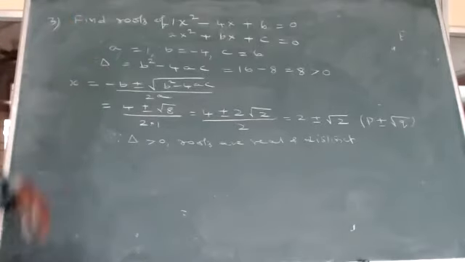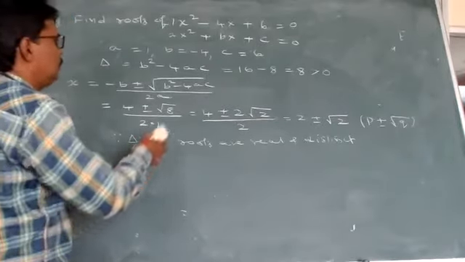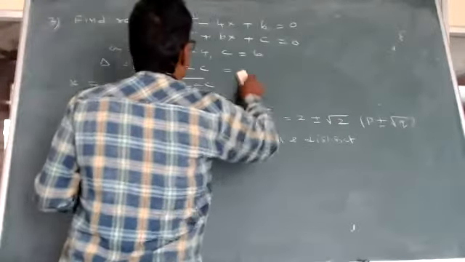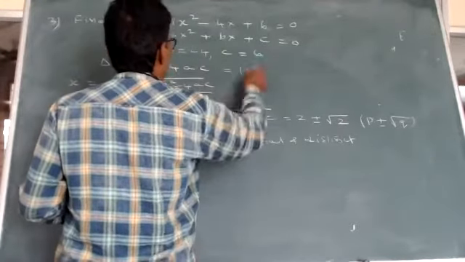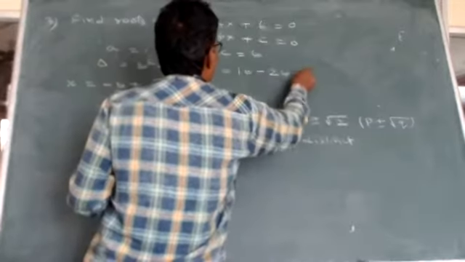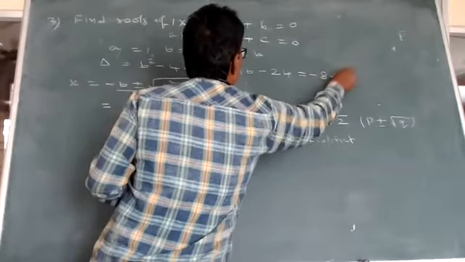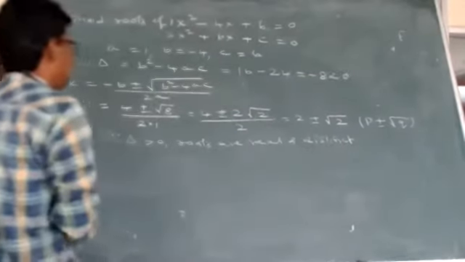Find the roots of x square minus 4x plus 6 equal to 0. Delta is 16 minus 24, that is equal to minus 8, which is less than 0.